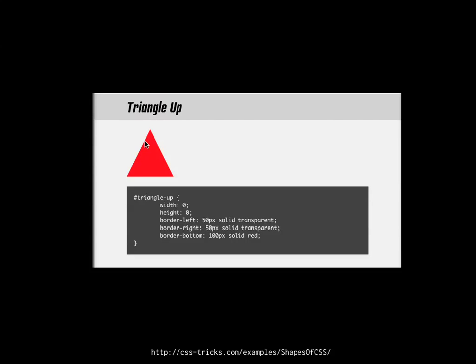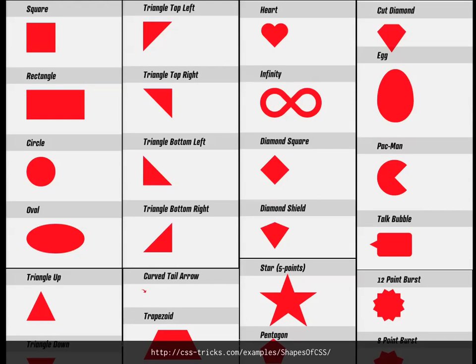So you can make triangles. In this case, it's a triangle that points up. Some fun nerds who are smarter than you and me have put together a list of a bunch of different shapes that can be created purely with CSS and purely using one block element. It's really cool. And these shapes are available online.